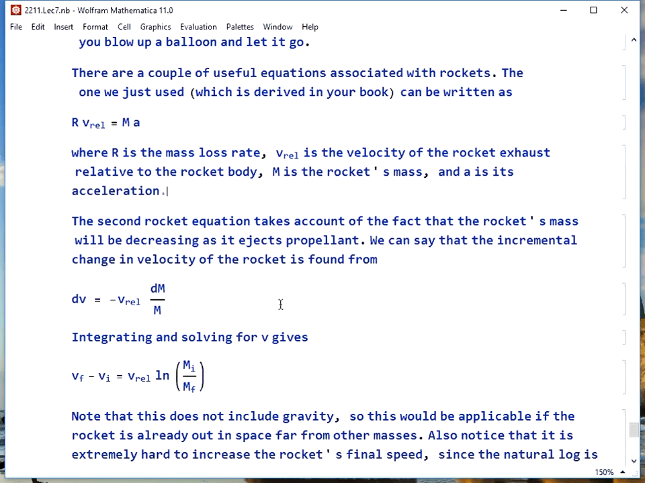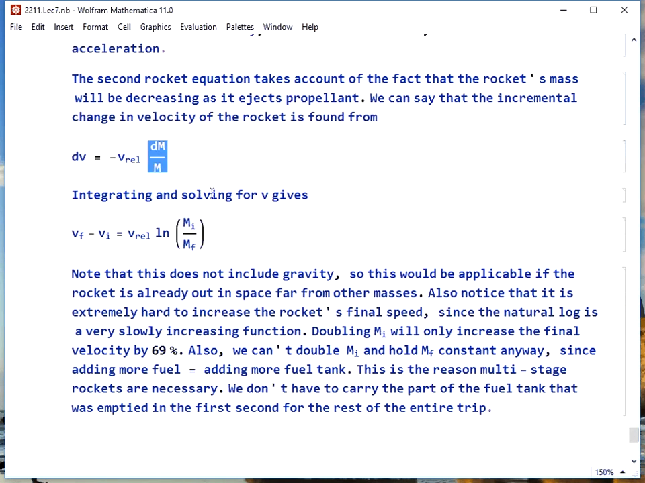The second, when we actually integrate it, we take account of the fact that the mass is decreasing as time goes on. So we can say the incremental change in the rocket's velocity dv is negative relative velocity times dm over m. We know that dm will be negative. If we integrate and solve for v, we get that the final minus the initial velocity is exhaust velocity times the natural log of initial over final masses. This, of course, doesn't include the action of the force of gravity, so this would be like if you built the rocket out in space and fired it.